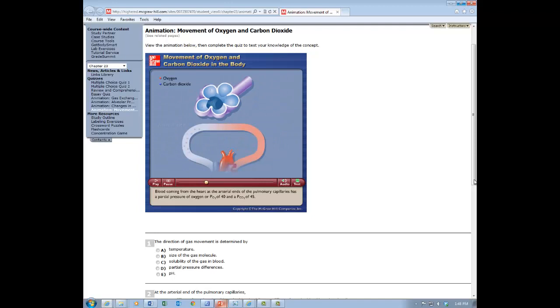Blood coming from the heart at the arterial ends of the pulmonary capillaries has a partial pressure of oxygen, or PO2, of 40 and a PCO2 of 45. Therefore, oxygen diffuses from the air in the alveoli into the blood, and carbon dioxide diffuses from the blood into the alveoli because of these differences in partial pressures. Oxygen and carbon dioxide diffuse until there is no difference in partial pressure in the air and the blood. At this point, there is no more net movement of O2 or CO2. Therefore, at the venous ends of the pulmonary capillaries, the PO2 in the blood and alveoli is 104, and the PCO2 in the blood and alveoli is 40.